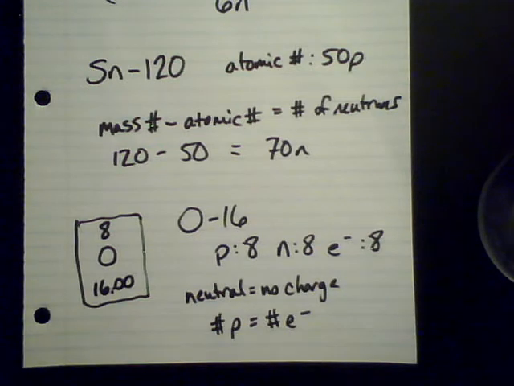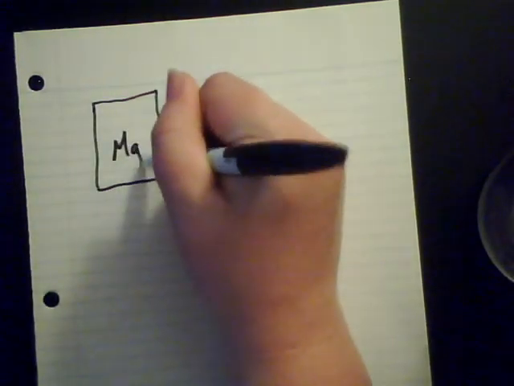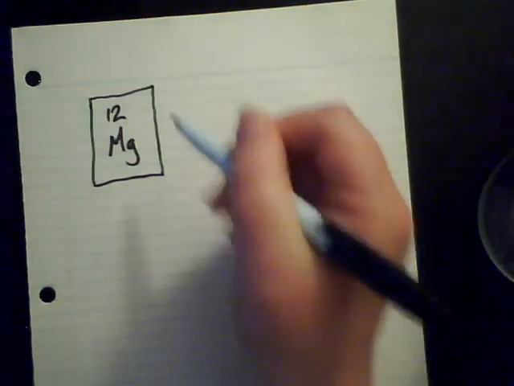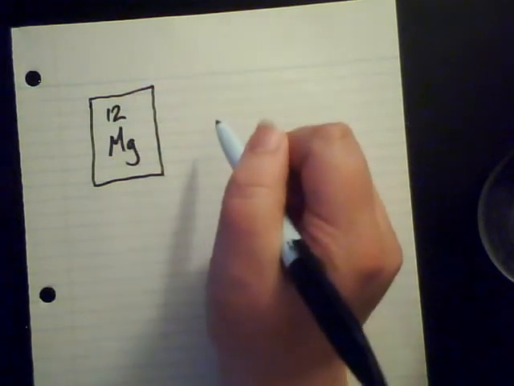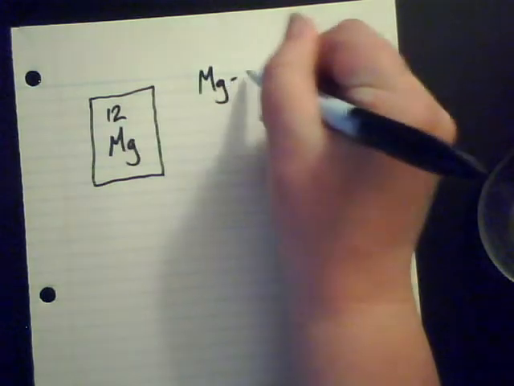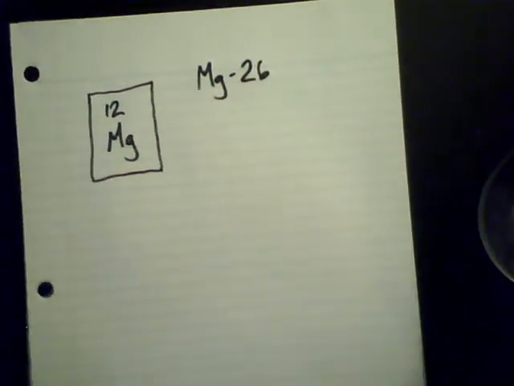Okay, let's look at another example. Let's look at magnesium. Magnesium is 12. I'm just going to give you the atomic number here. You can look up everything else on the periodic table. So if I give you an isotope of magnesium, that's magnesium 26.